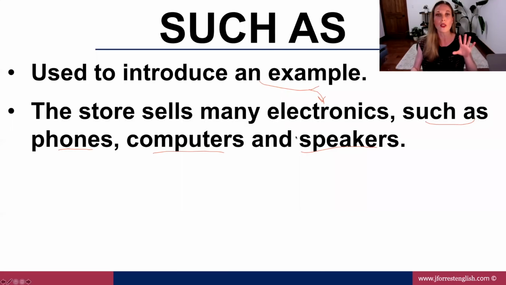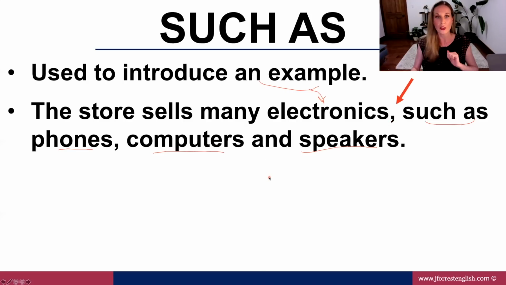And as you can imagine, you'll get lots of practice with this because it's very common to list examples when you're making statements. Before we go on, just notice that in writing, you need a comma here. And that comma is just there for grammar purposes. But in spoken English, we verbalize commas with pauses. So you want to take a slight pause before you give your examples. The store has many electronics, such as phones, computers, and speakers. So make sure you get your comma there.